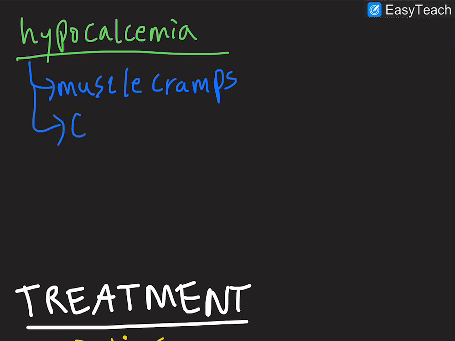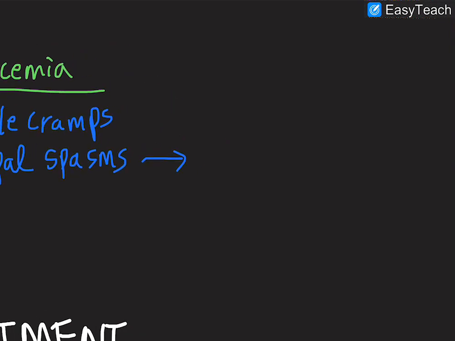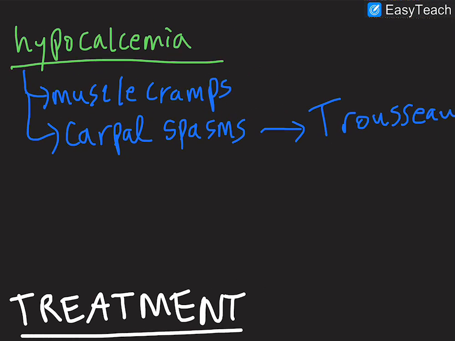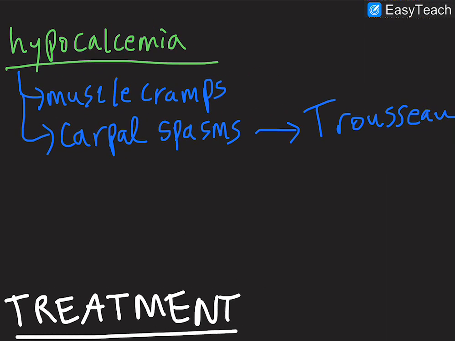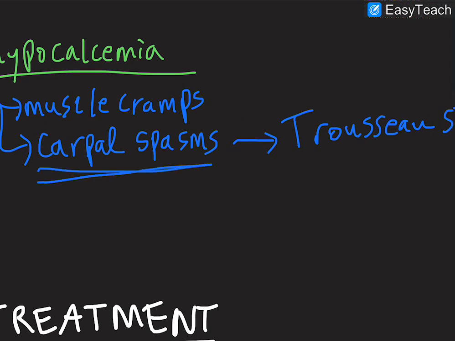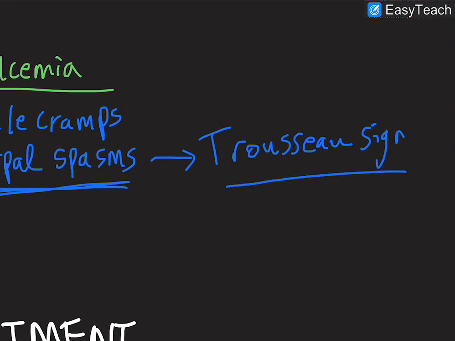You can also see carpal spasms, which is the Trousseau's sign. For example, if you inflate the blood pressure cuff on a patient higher than their systolic blood pressure, then you can see the severe carpal spasms. That's going to be the Trousseau sign.